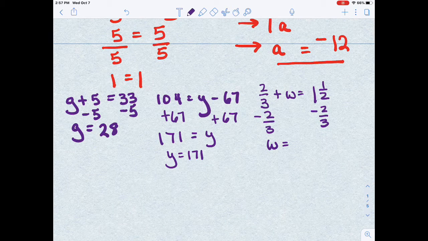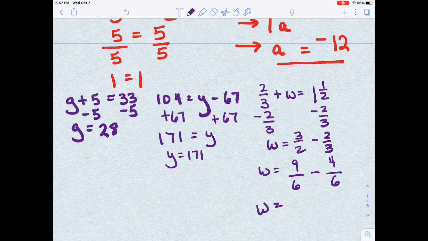Let's have a little fraction review. 1 1/2 is the same as 3/2. I did 1 times 2 is 2, plus 1 is 3 on the top, minus 2/3. And I need a common denominator. If I multiply by 3 on the bottom, I have to multiply by 3 on the top. If I multiply by 2 on the bottom, I have to multiply by 2 on the top. And w equals 5/6.